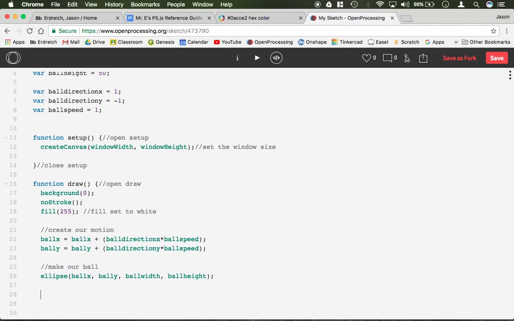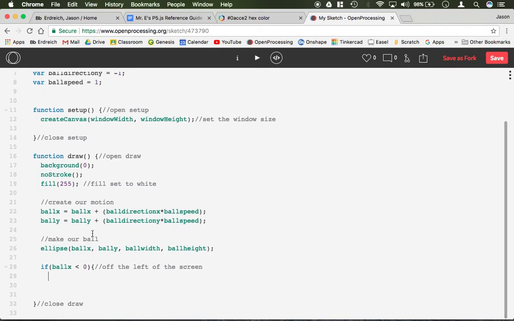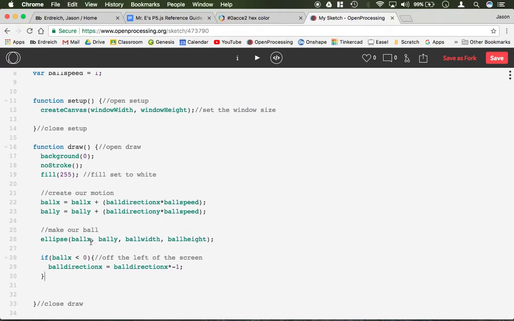In another video, I did talk about collisions using if statements. So something like: if ballX is less than 0, it's off the left of the screen. And what we need to do is change its direction. So ballDirectionX equals ballDirectionX times negative 1. In math, when you multiply a number by negative 1, it equals itself but with the opposite sign. So that would change its direction, so it's going to bounce the other way.